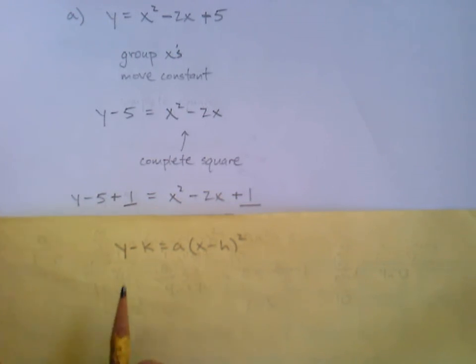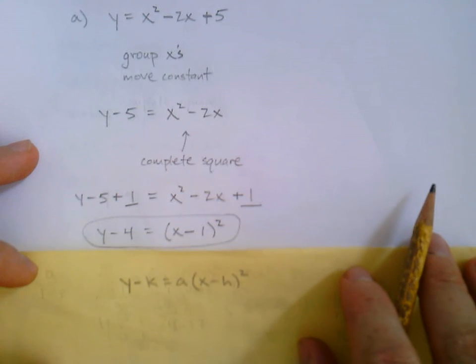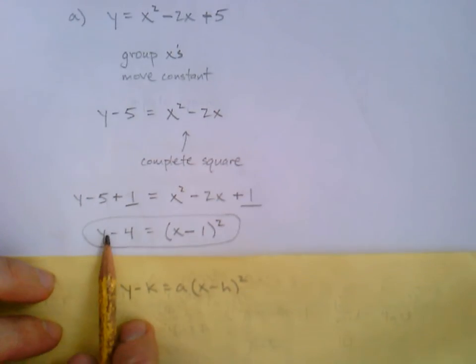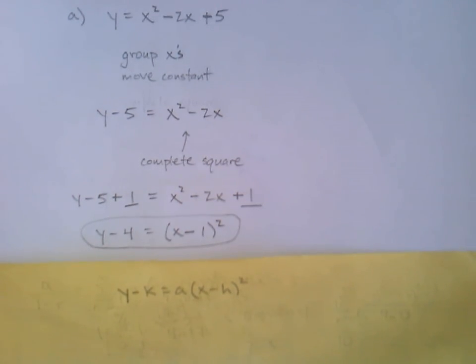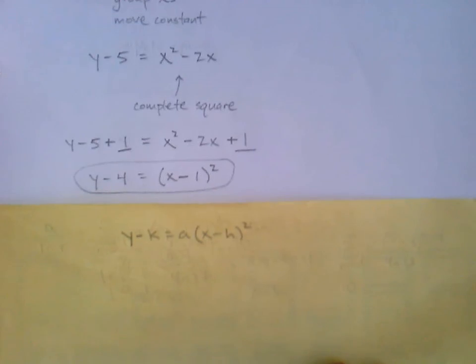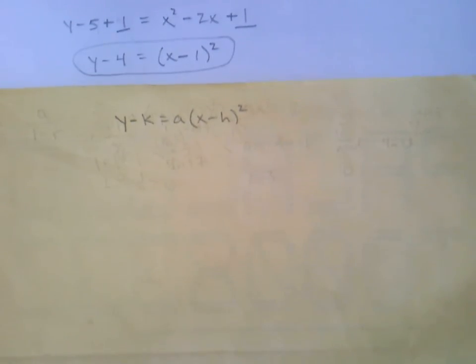And we're almost there. I'm going to simplify this, and I'm going to factor here. And that does it. Y minus 4 equals x minus 1 quantity squared. I've got the standard form. Okay, looking good.